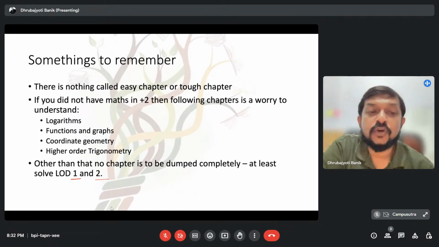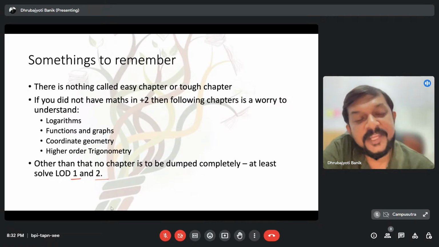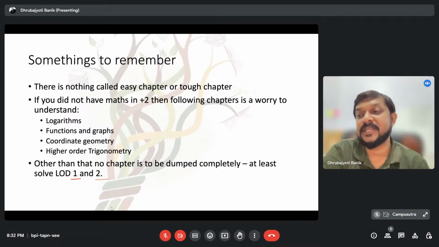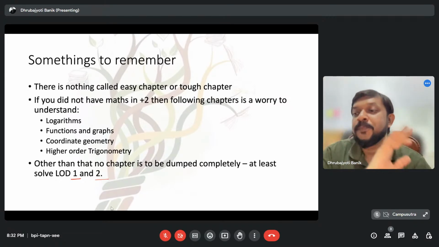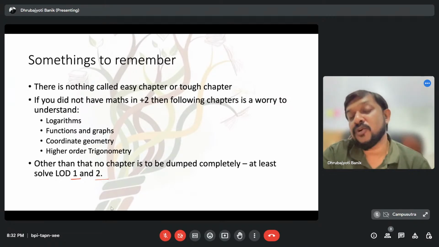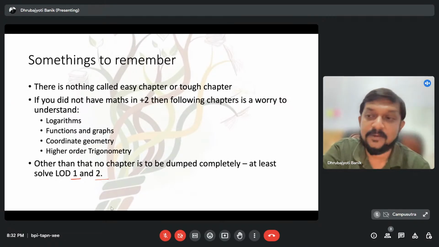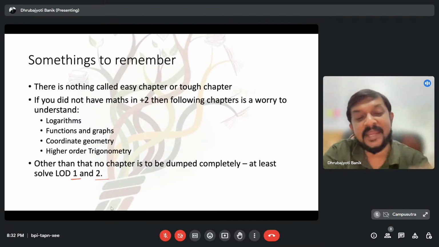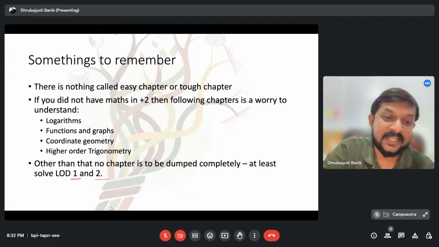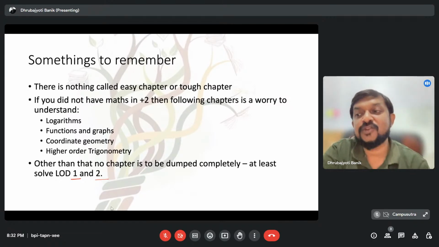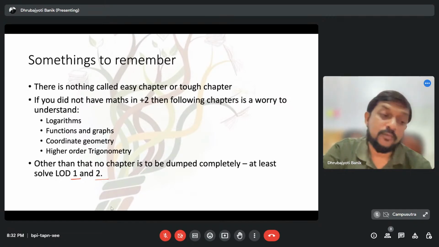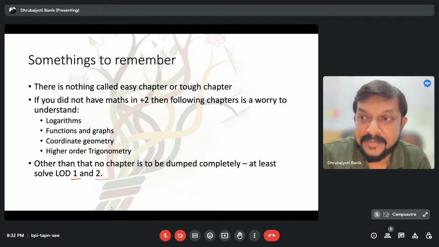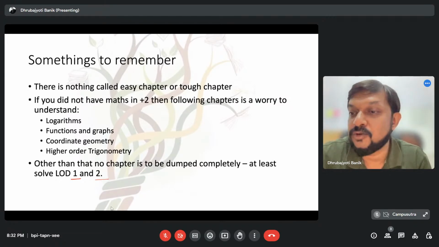Anyway, coming back, what I am fundamentally trying to say is that don't dump any chapter, but to do these chapters, it is very important that you do the previous basic chapters. So don't ignore them. First do them and then do the LOD 1-2 of these chapters as well. They are easy. They should be seen as application of the basics. Make sure their concepts are 100% correct. This is very, very important, otherwise you will have trouble solving these questions.